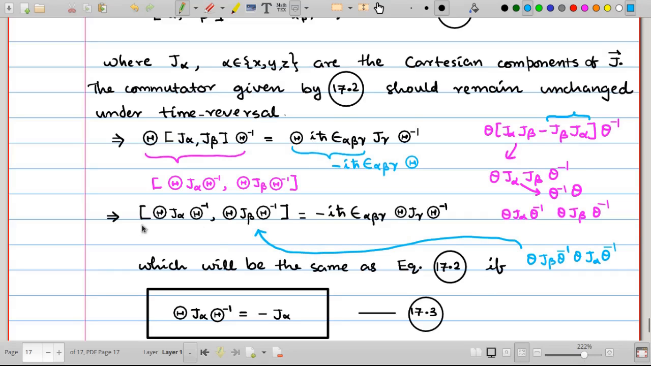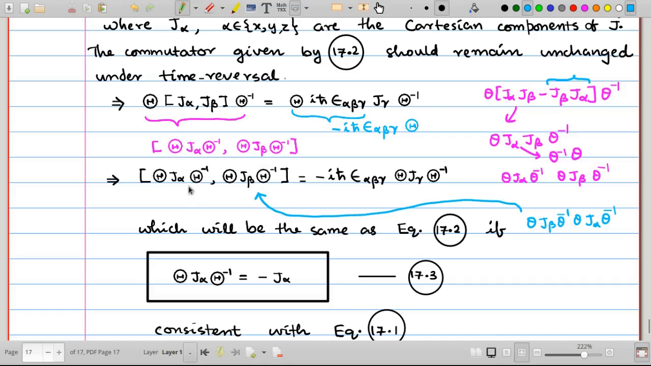So this will give the commutator of theta J alpha theta inverse with theta J beta theta inverse. So the left hand side is given by this and the right hand side is given by this. So this equation becomes the commutator of theta J alpha theta inverse with theta J beta theta inverse equals minus i h bar epsilon alpha beta gamma theta J gamma theta inverse.